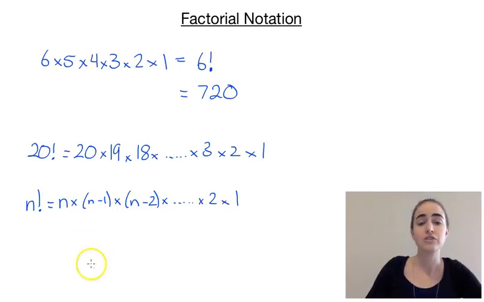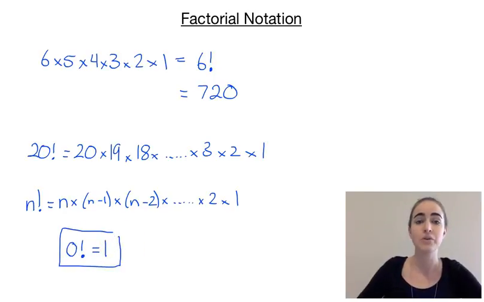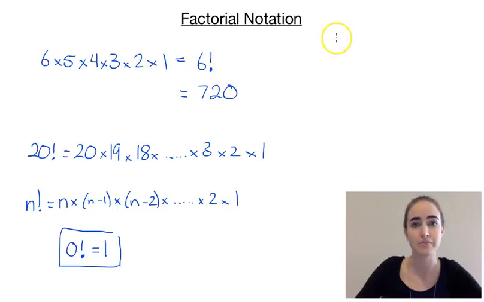The last little thing that you need to know about factorial notation is that 0 factorial is equal to 1. And the reason that works is if we have a look at the pattern. So 4 factorial would be 4 times 3 times 2 times 1, which would give us 24. 3 factorial would be 3 times 2 times 1, which is 6. 2 factorial would be 2 times 1, which is 2.